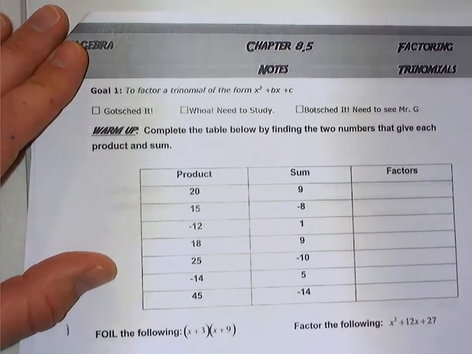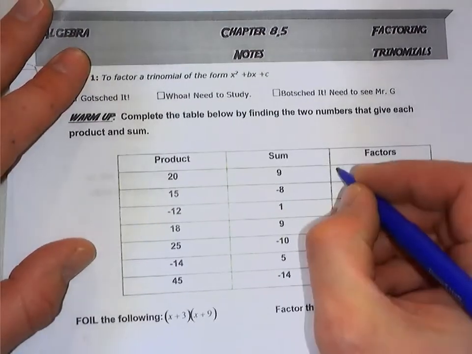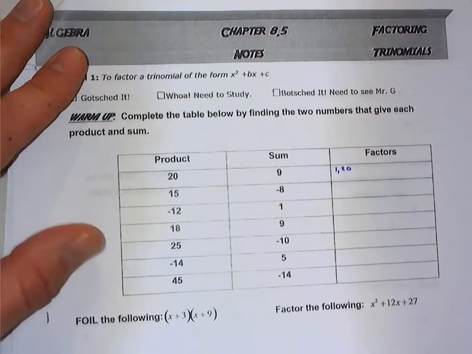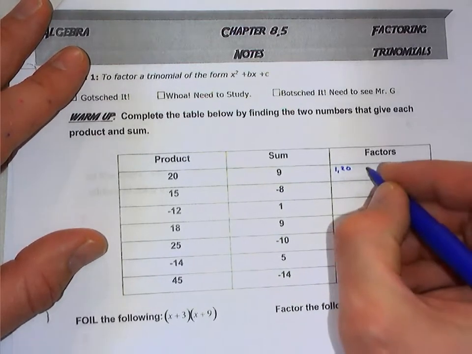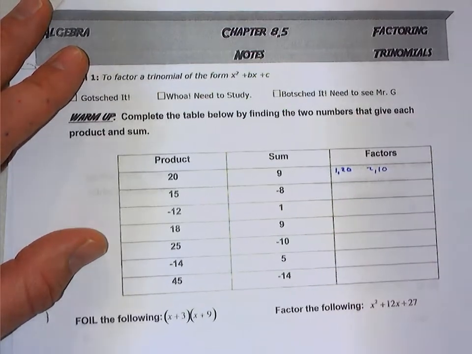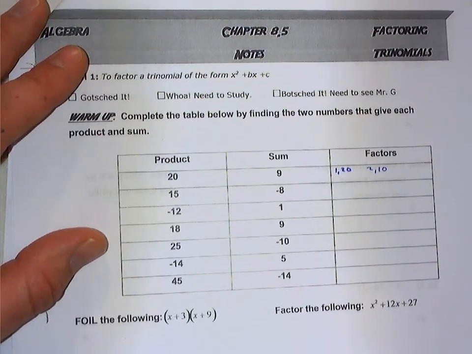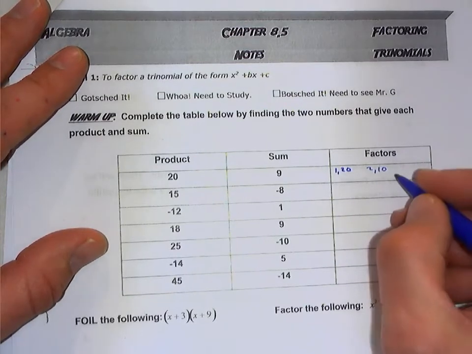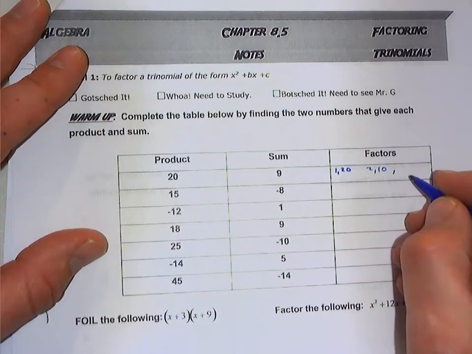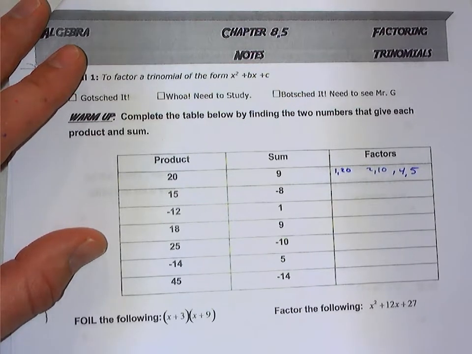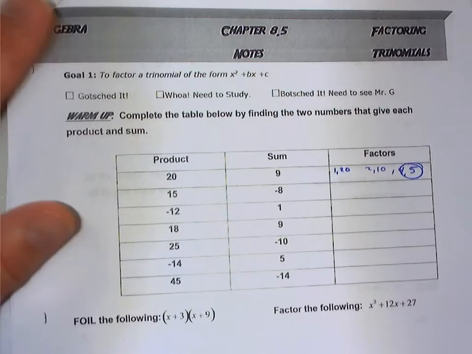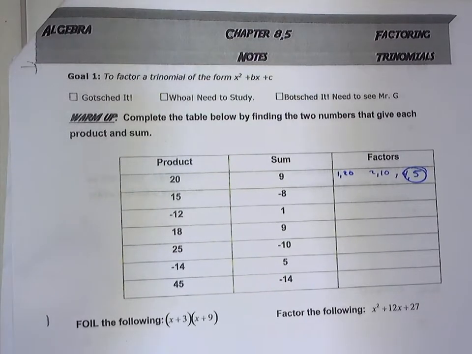So let's think of all the factors of 20 and we'll circle the answers. So like we would say 1 times 20 are factors, right? Do those add up to 9? No, that's 21, right, when I add them up? So it's not those. 2 and 10. 2 times 10 is 20, but do those add up to 9? No. What about 3? 3 and anything? 4 and 5. Do 4 and 5 add up to 9? Yes, sir. So those would be my factors of 20 that add up to 9.